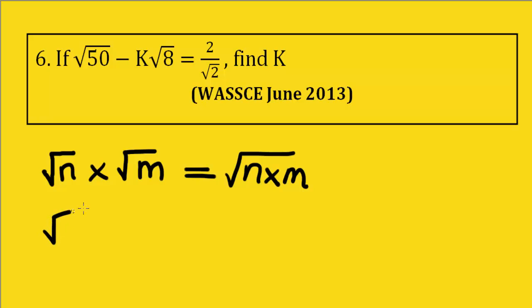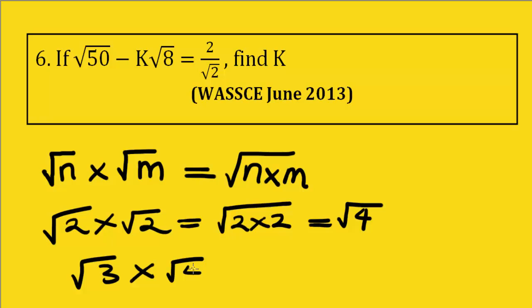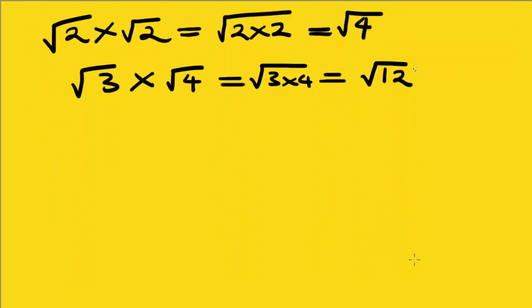So if you had square root of 2 times square root of 2, you have the square root of 2 times 2, which is the square root of 4. Another example, square root of 3 times square root of 4 equals the square root of 3 times 4, which is the square root of 12. So there you go. Anyway, moving on to the question, all we have to do is make k the subject of the formula. So we proceed.